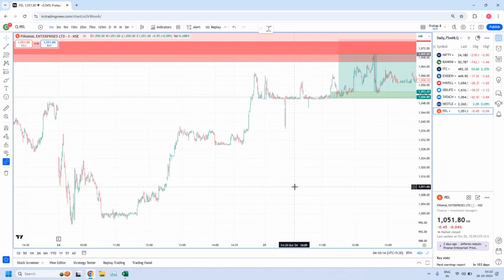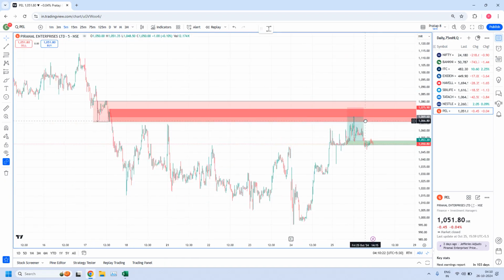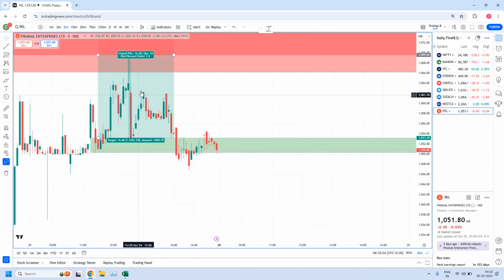But unfortunately, this is not a trade for the beginners. Why? What is the reason? The reason is very simple. The RR. You don't have 1:3 RR. You have only 1:2.6. That means it is a 1:2.5 trade.